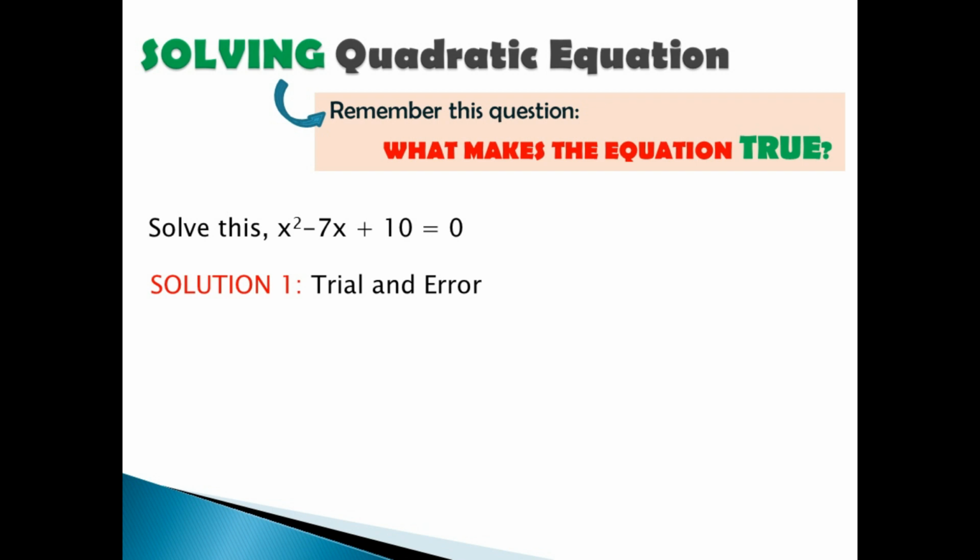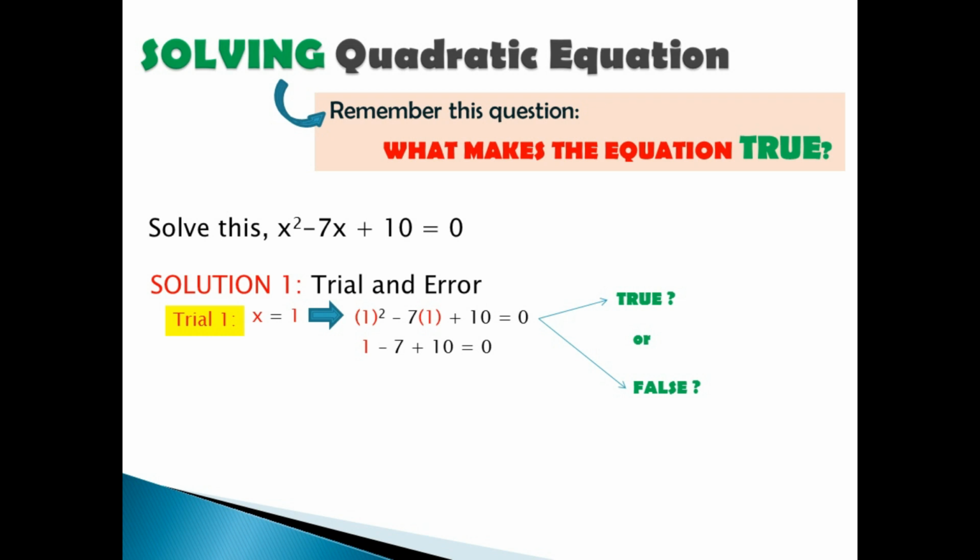We will use trial and error. Trial 1. We will substitute x with 1. So it becomes 1 squared minus 7 times 1, because x equals 1, plus 10 equals 0. Question. Is this true or false? Let us simplify. 1 squared, or 1 times 1, equals 1, minus 7 times 1 equals 7, plus 10 equals 0.